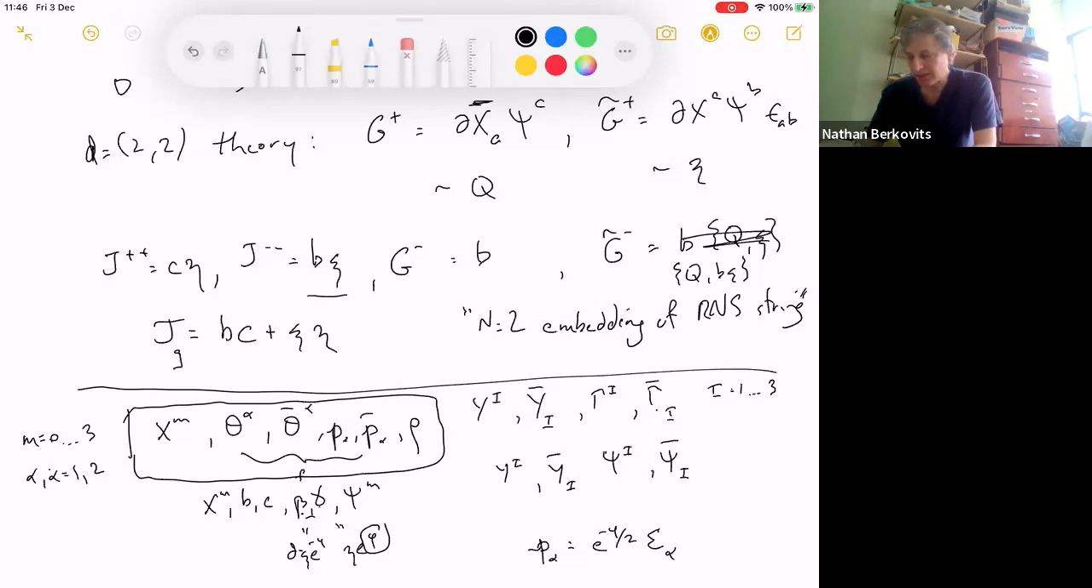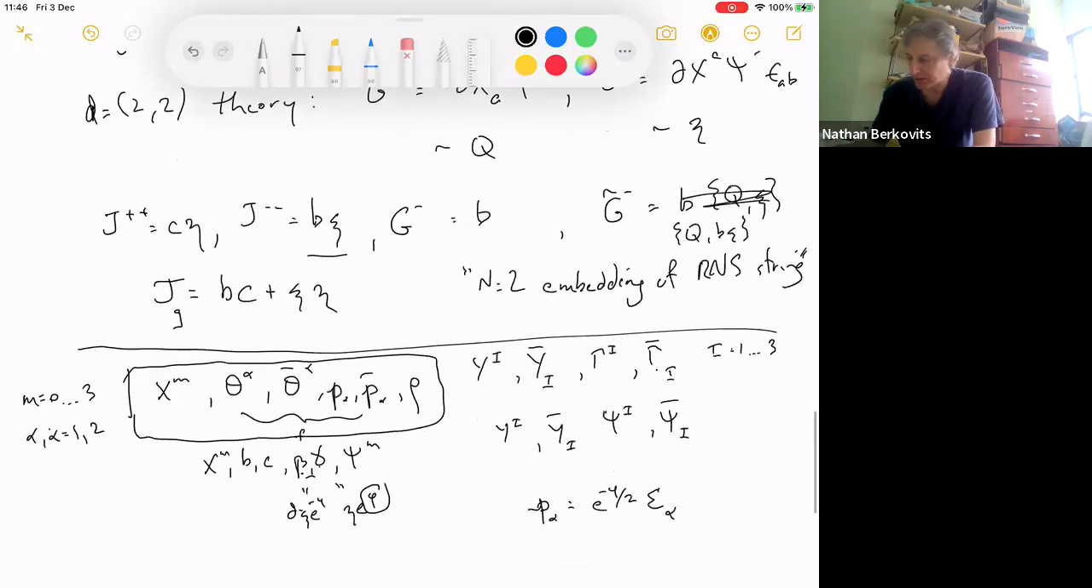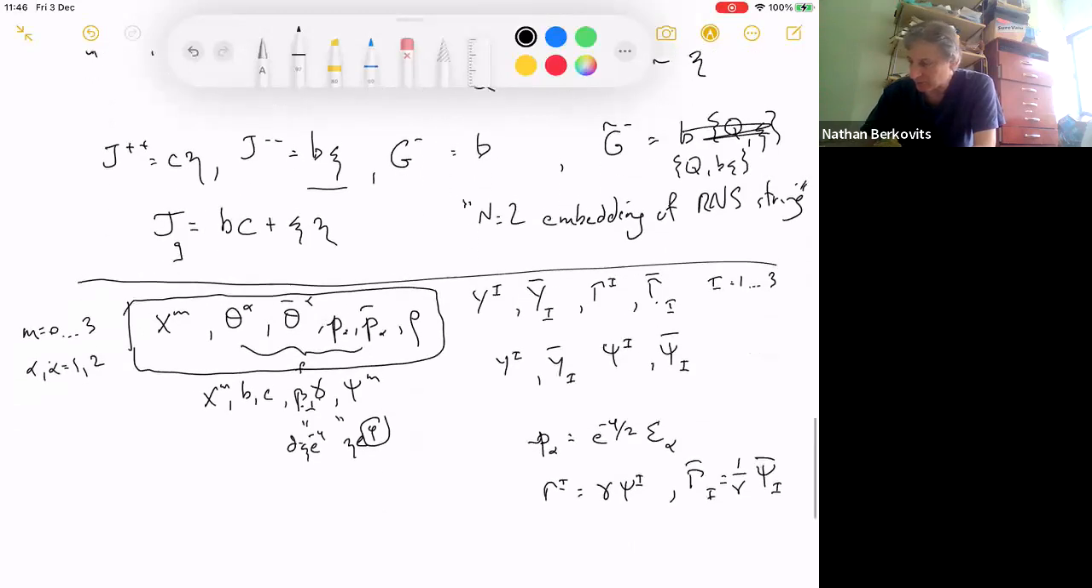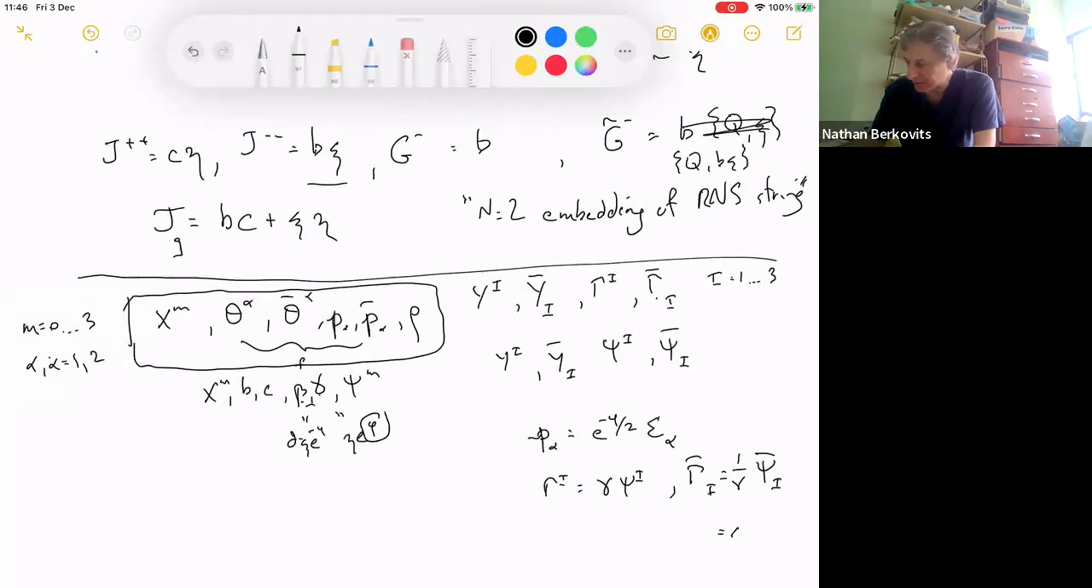So I don't think it's worth telling what the precise relation is between these variables, but it turns out there's a field redefinition which takes you precisely from these variables to these, which preserves all the OPEs. So I can tell you something else, which is that gamma I is equal to the gamma ghost times psi I. Gamma bar I is 1 over gamma times psi bar I, where 1 over gamma is defined to be c e to the minus phi psi bar.